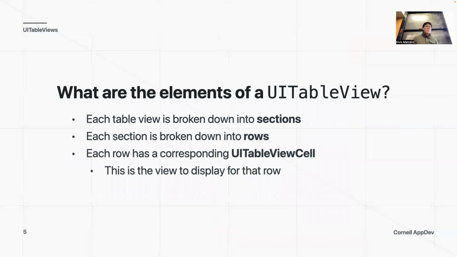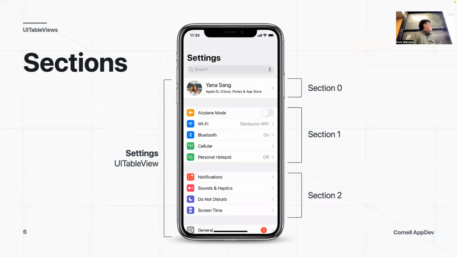So what consists of a UITableView? Every table view has its own number of sections, and then each section is broken down into rows, and each row has a corresponding cell. So what does that look like? In the settings app, we have 3 different sections here on the screen, and you could tell they're sections because they're broken off a little bit weirdly. Every one of these sections has its own cells. As you can see, in section 1 we have 5 cells. Section 2, we have 4. Section 0, we only have 1 cell.